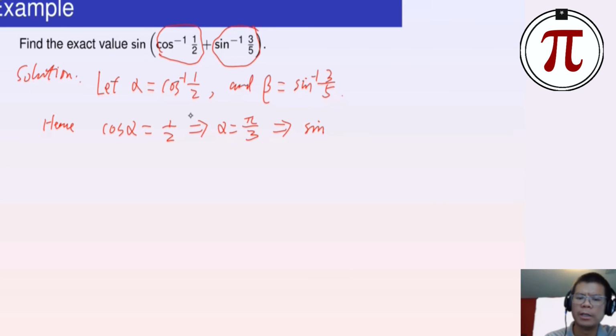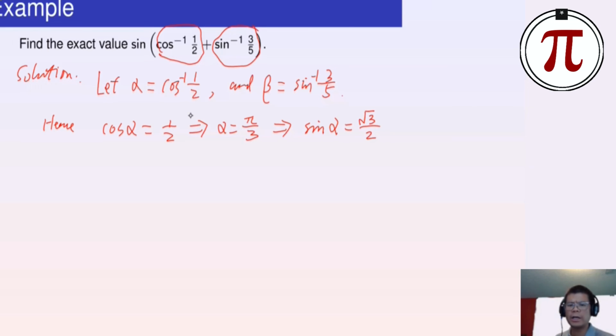Now, this implies what? What is sine alpha? 1/2? No, I'm sorry. Square root of 3 over 2. Okay, so that is the sine of alpha. Of course, this alpha happens to be a special angle, so we can easily see this.